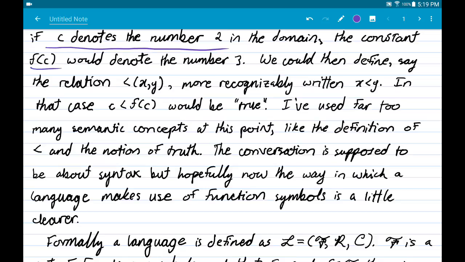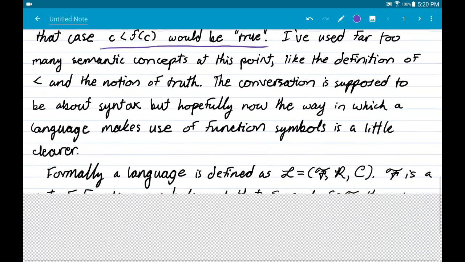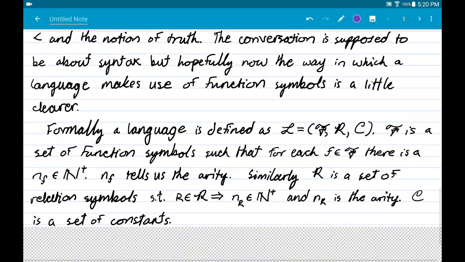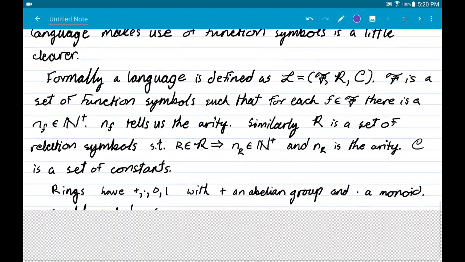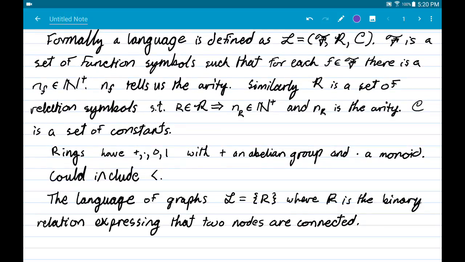Now, if I wanted to write a sentence, not just express or have a symbol for this or that constant, but say something with it that could be true or false, then we could define the less than relation. Now, defining it would be a semantic thing to do, but once appropriately defined, we could then say that this sentence is true. Now, again, I've used plenty of semantic notions, so don't be misled by that. I'm getting a little ahead of myself, but intentionally so.